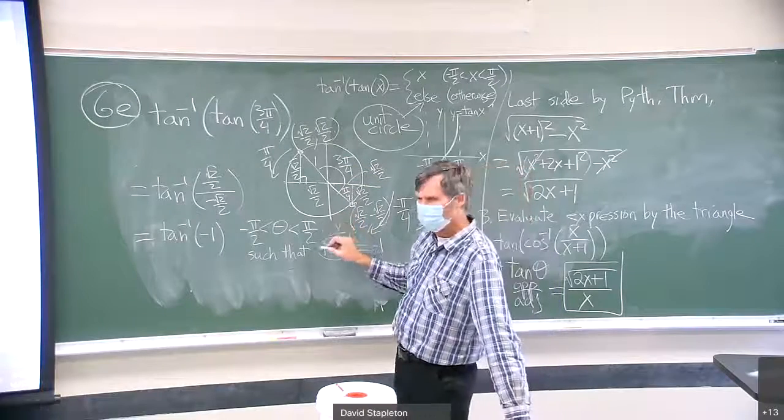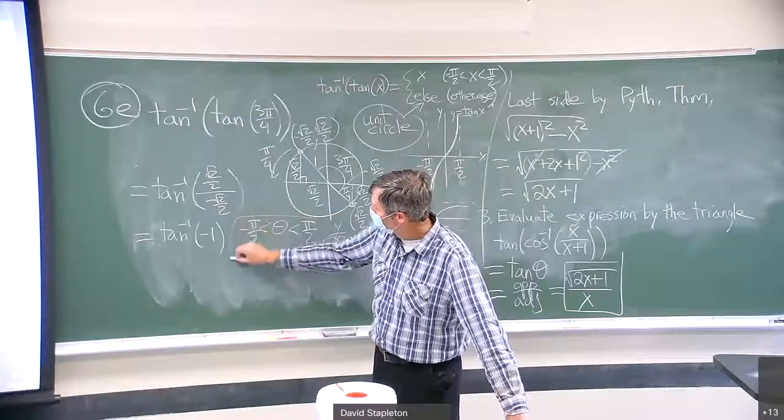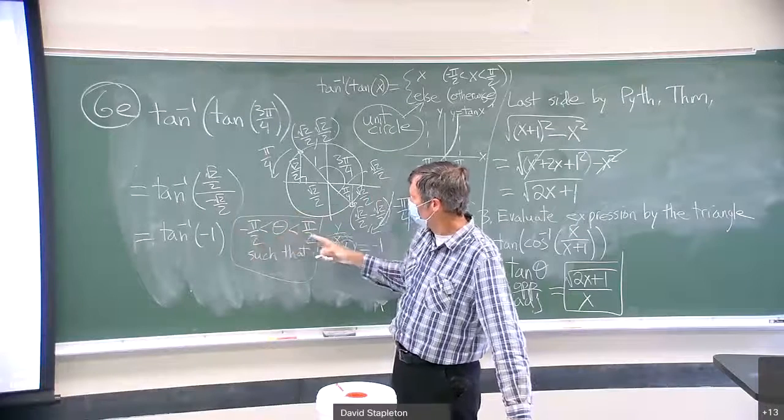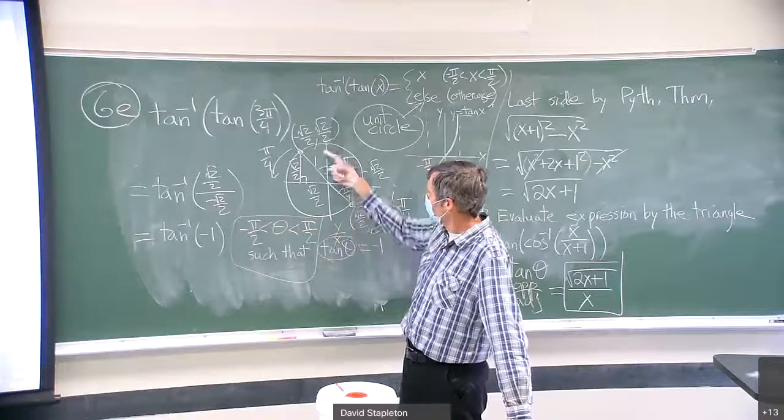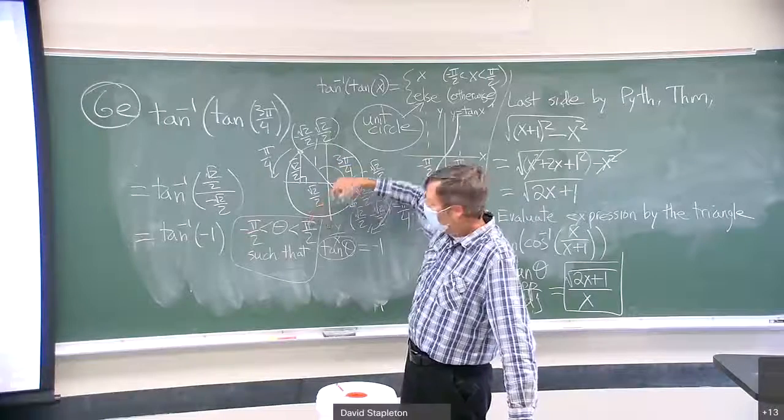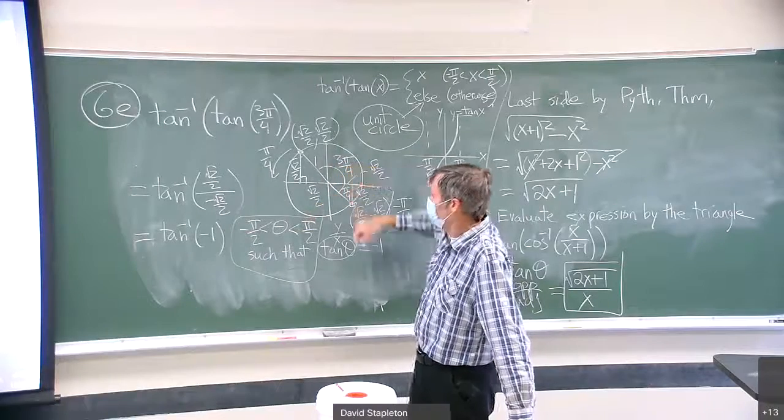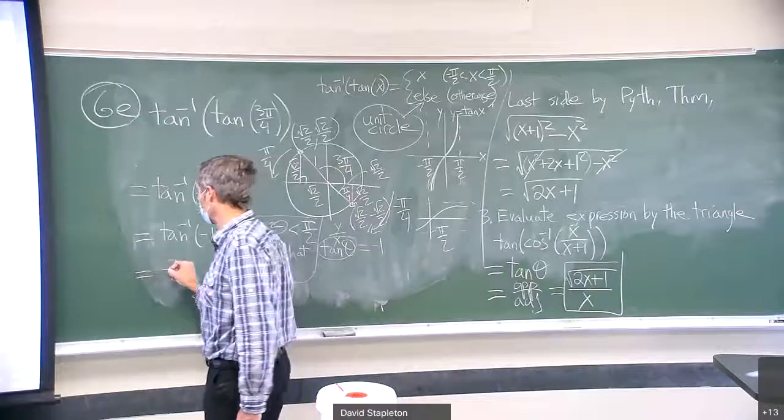The answer is that we're looking for the unique angle between plus and minus pi over 2 that has that tangent. This would be 7 pi over 4. That's way big, right? Well, I have to go this way to minus pi over 4. So we'll say the arctangent is minus pi over 4.